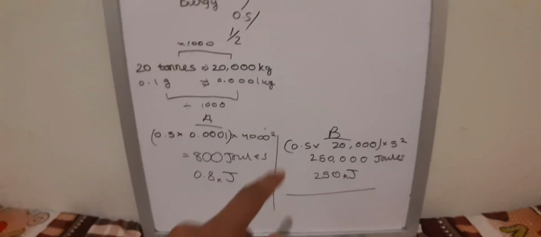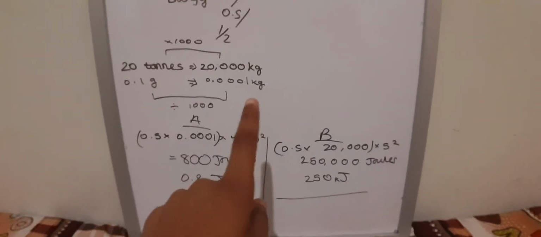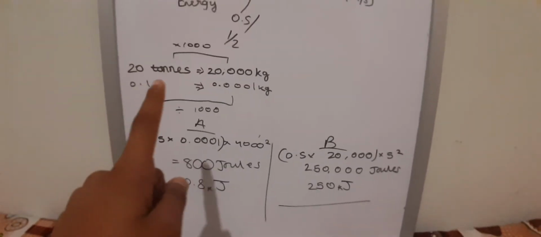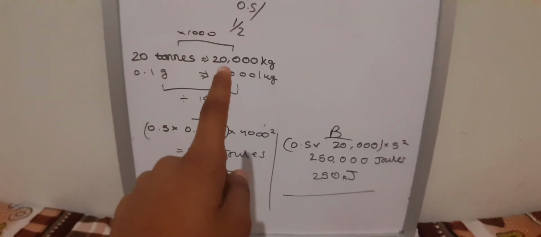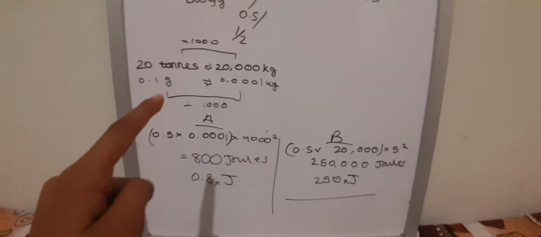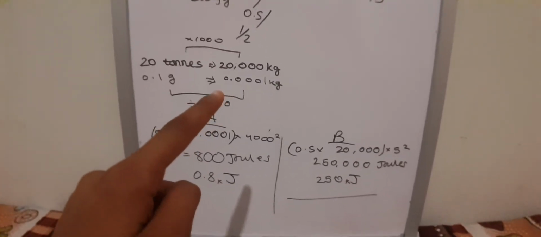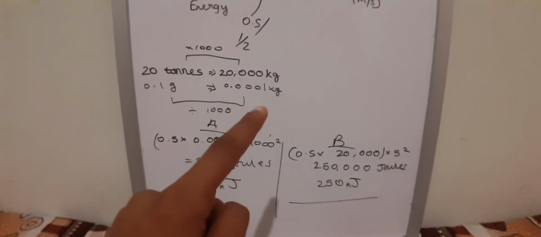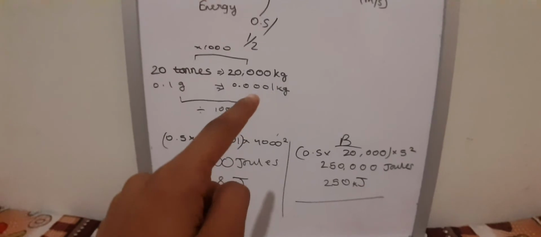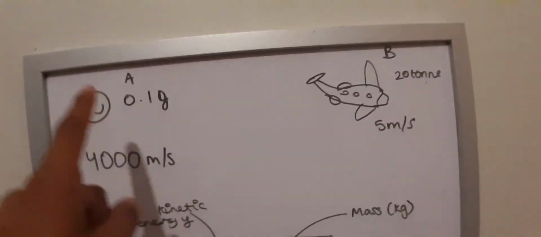So, we first need to convert 20 tons into kilograms and 0.1 grams to kilograms. So, 20 tons, we'll times it by 1,000, which will make it 20,000 kilograms. Now 0.1 gram. We need to divide 0.1 gram by 1,000. Then we will get 0.0001 kilogram. Now since both of them are kilograms, we can work this out. So, I've named them A and B. A is the particle, B is the airplane.